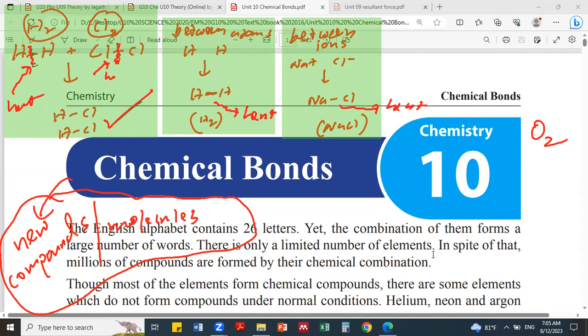If 26 letters of the English alphabet can combine in different ways to form an unlimited large number of words, you can imagine the number of chemical compounds in the world. Remember, students, the number of chemical compounds in the world is more than the number of English words in the world. Obviously, if 26 letters form that many words, then more than 100 elements form so many chemical compounds. Therefore you can't memorize them.